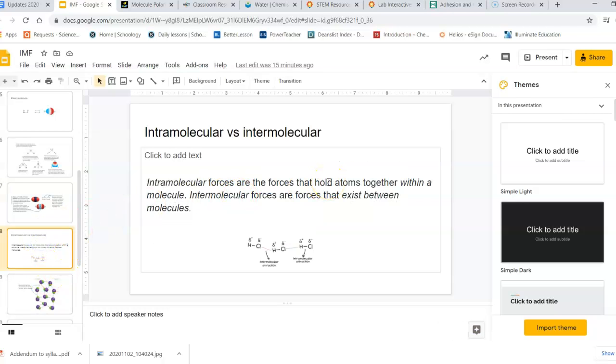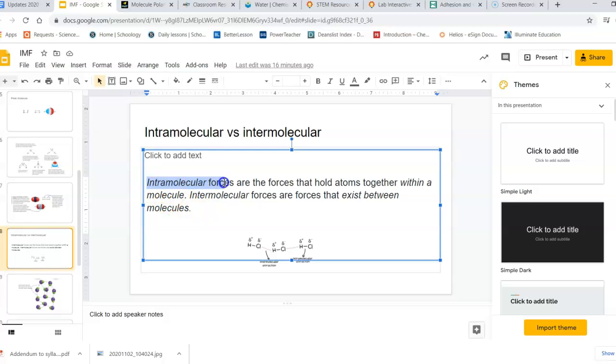Okay, so now we can talk about intermolecular bonds. There's a difference between intramolecular versus intermolecular. So I'll just read it here and then I'll explain. Intramolecular forces are the forces that hold atoms together within a molecule. Intermolecular forces are forces that exist between molecules. So far you have been studying intramolecular forces. Those are bonding: metallic bonding, ionic bonds, covalent bonds. Intermolecular forces is what I'm going to introduce now, which is the force between molecules.